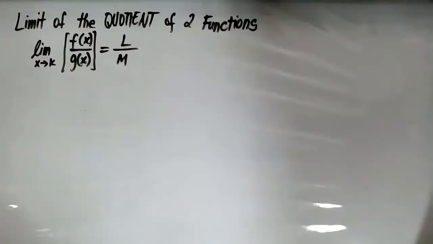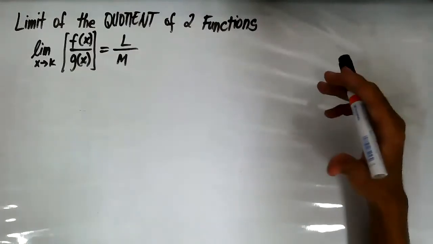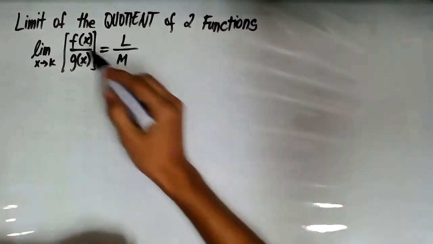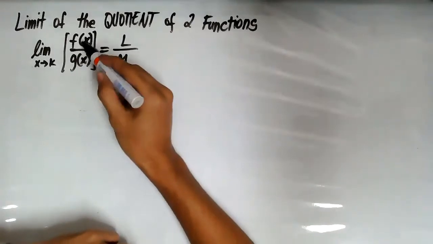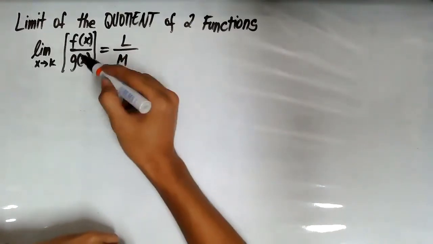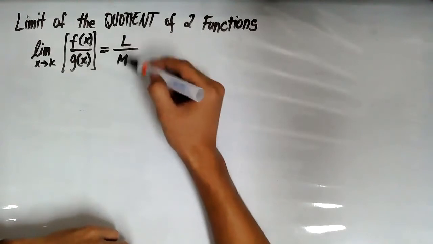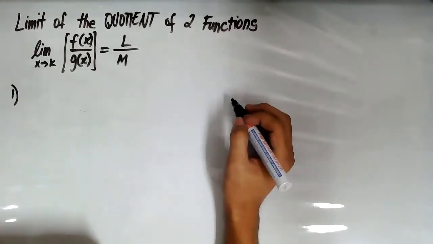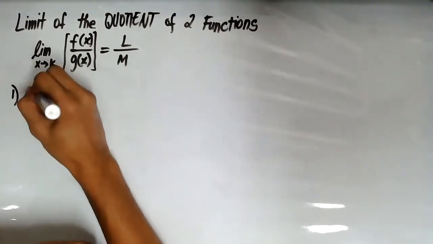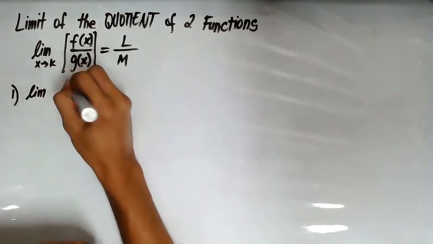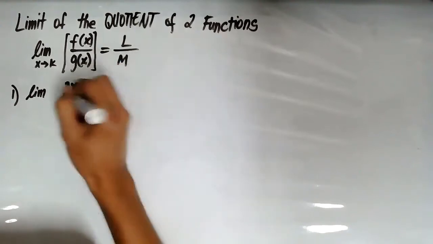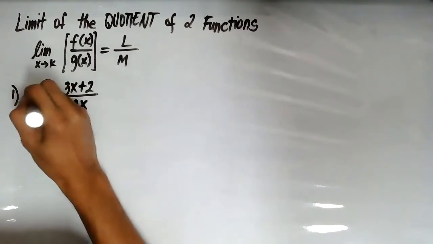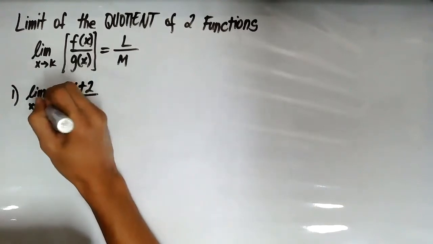All right, so let's move on to getting the limit of the quotient of two functions. We know, as defined in the last video, that if we're going to get the limit of the quotient of the functions f and g, we just get the quotient of their limits. So let's apply this law with example number 1: the limit of 3x plus 2, this is your function f, all over 2x, this is your function g, as x approaches negative 2.